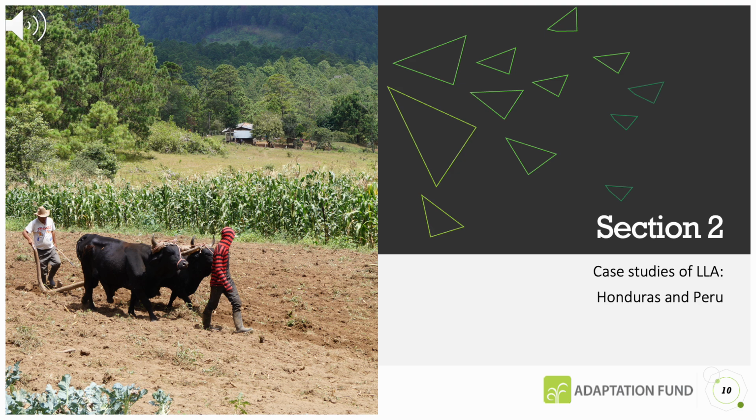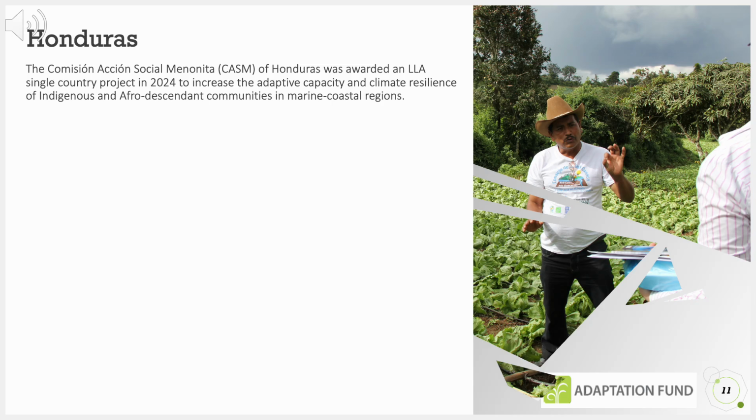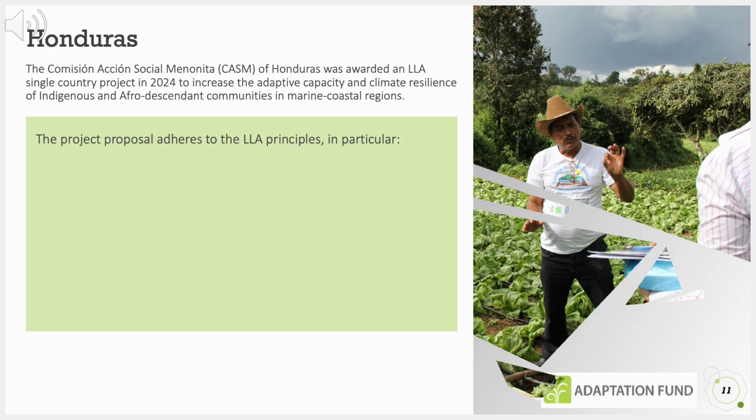Section 2. Case Studies of LLA. Honduras and Peru are strong examples of LLA projects approved under the new LLA Single Country Grant window. The Comisión Acción Social Menonita, CASM, of Honduras was awarded an LLA Single Country project in 2024 to increase the adaptive capacity and climate resilience of indigenous and Afro-descendant communities in marine coastal regions. The project proposal adheres to the LLA principles.